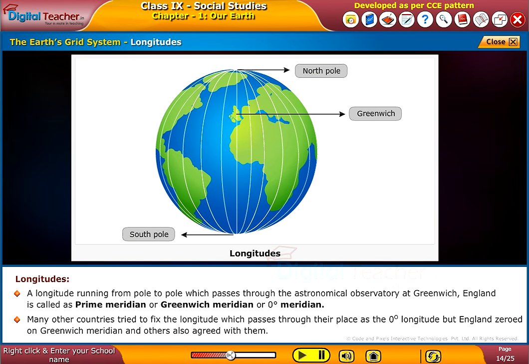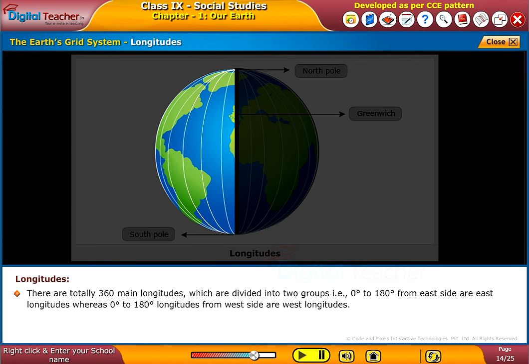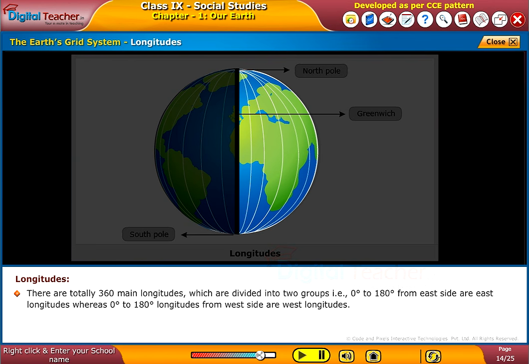Many other countries tried to fix the longitude which passes through their place as the 0 degrees longitude. But England zeroed on Greenwich meridian and others also agreed with them. There are totally 360 main longitudes, which are divided into two groups, that is 0 degrees to 180 degrees from east side or east longitudes, whereas 0 degrees to 180 degrees longitudes from west side or west longitudes.